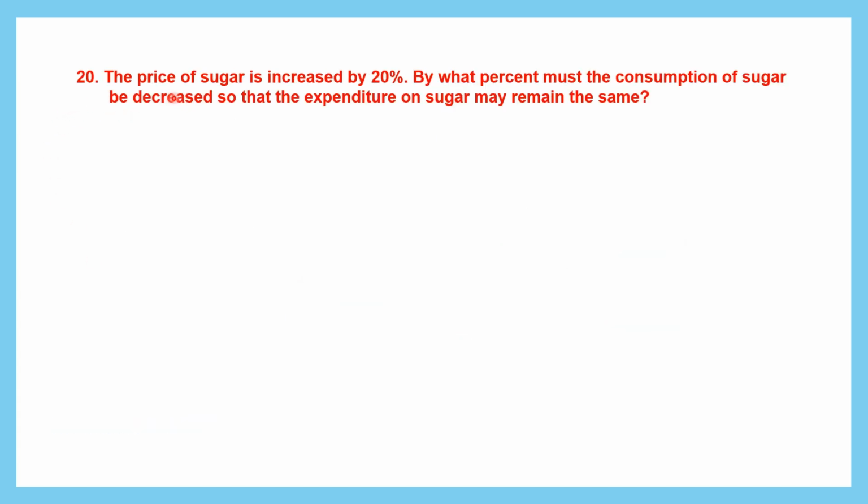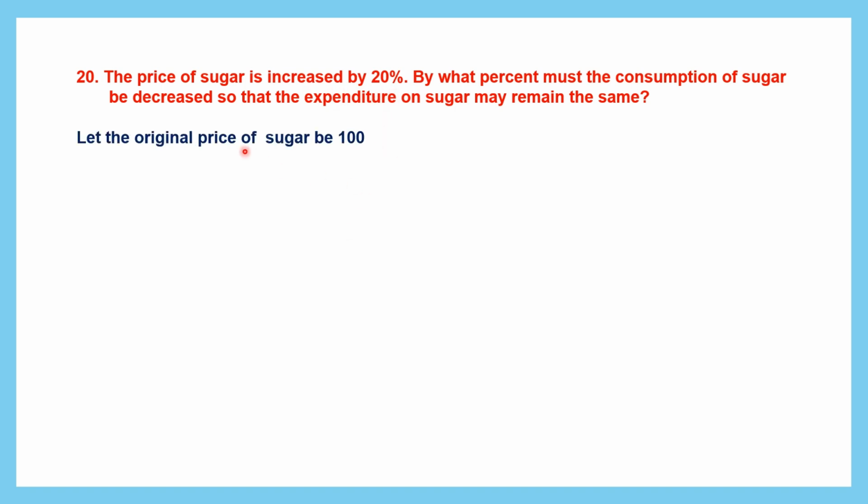Question 20. The price of sugar is increased by 20%. By what percent must the consumption of sugar be decreased? That is, how much should we decrease the use of the sugar so that the expenditure on sugar may remain the same? So the price has increased, but we have to decrease our consumption so that we spend only this much for the price of sugar.